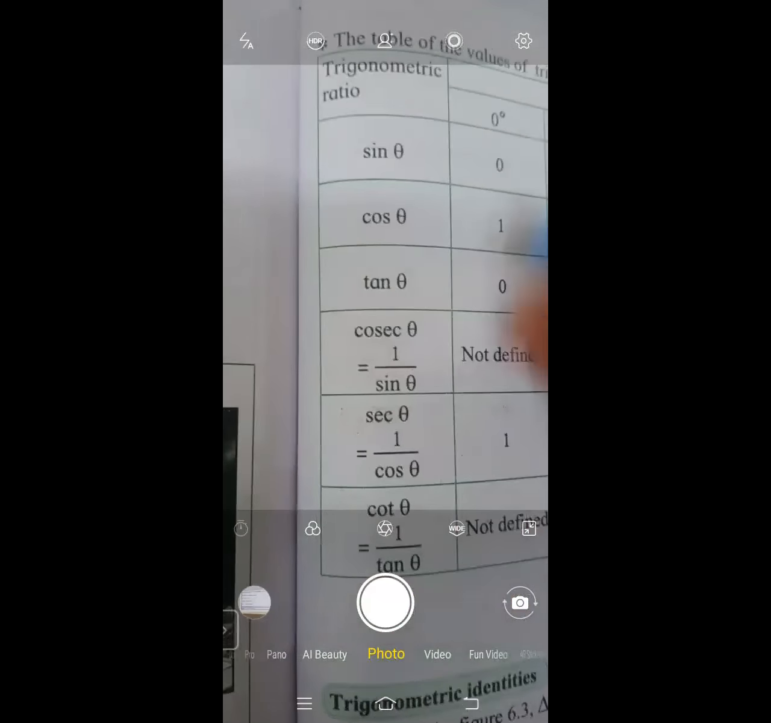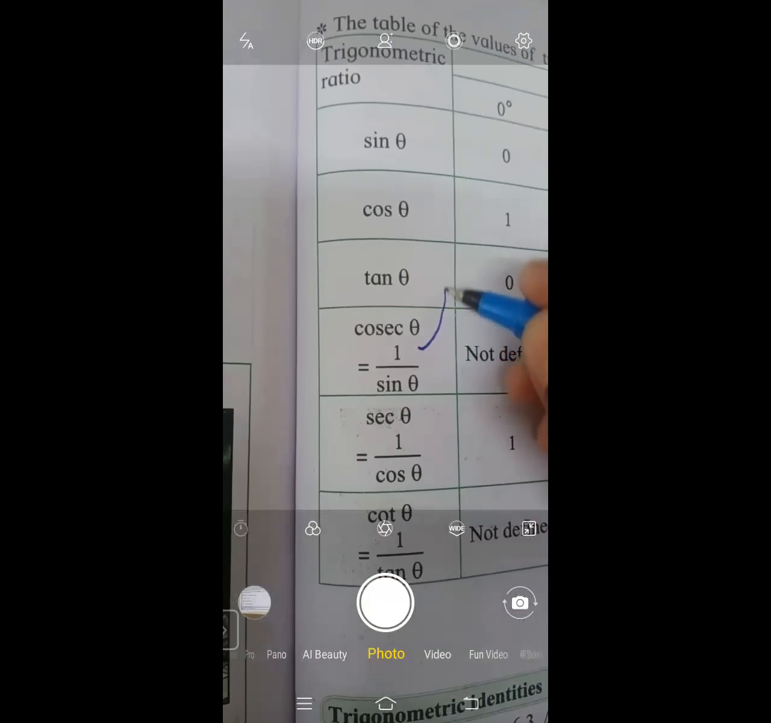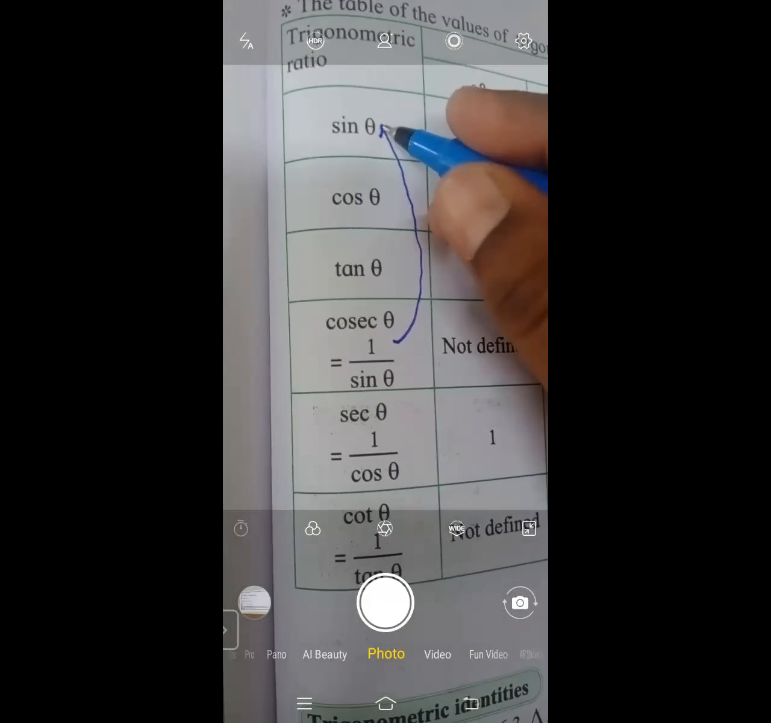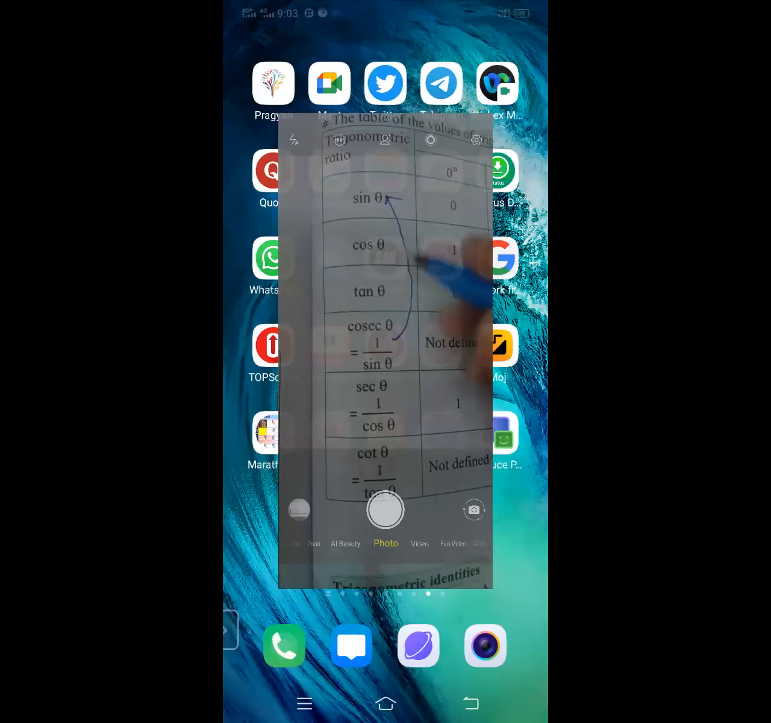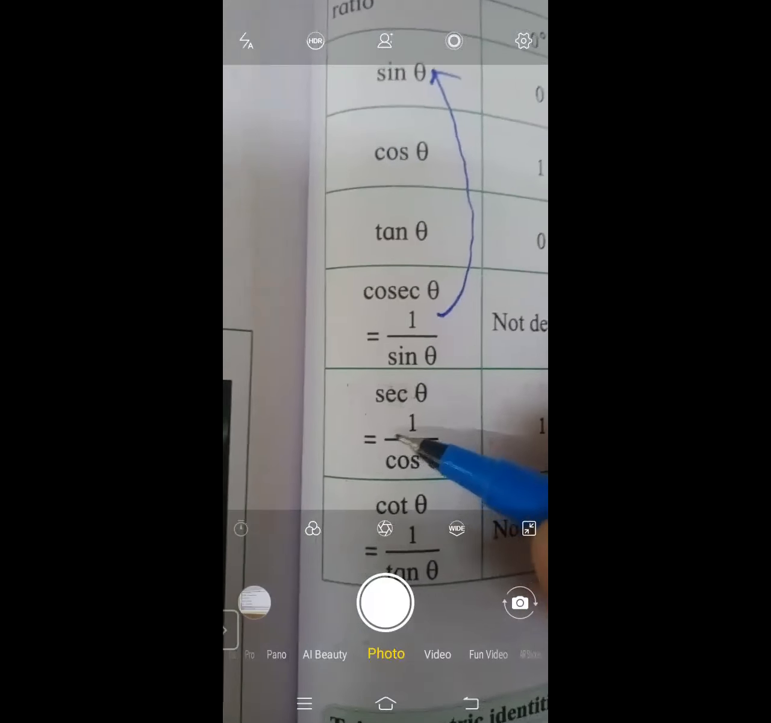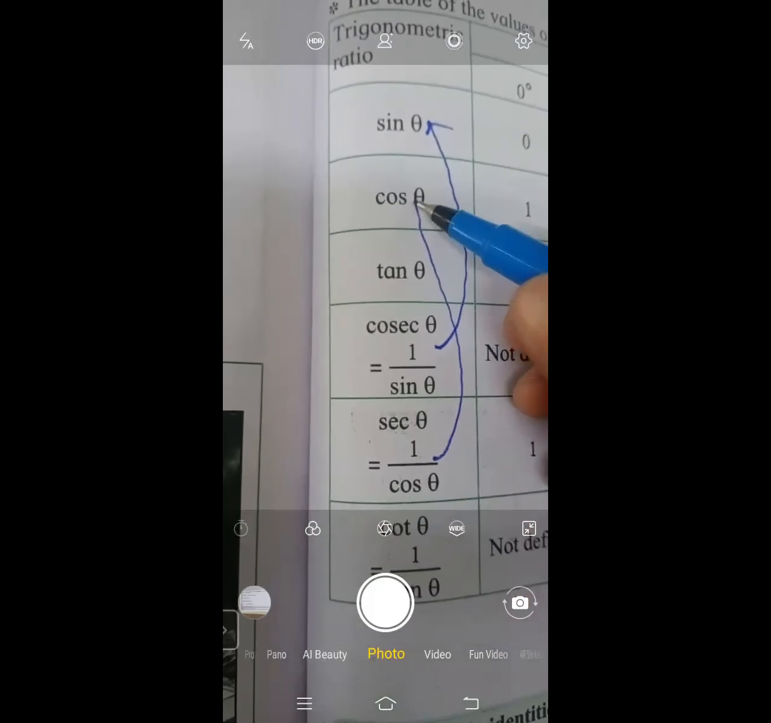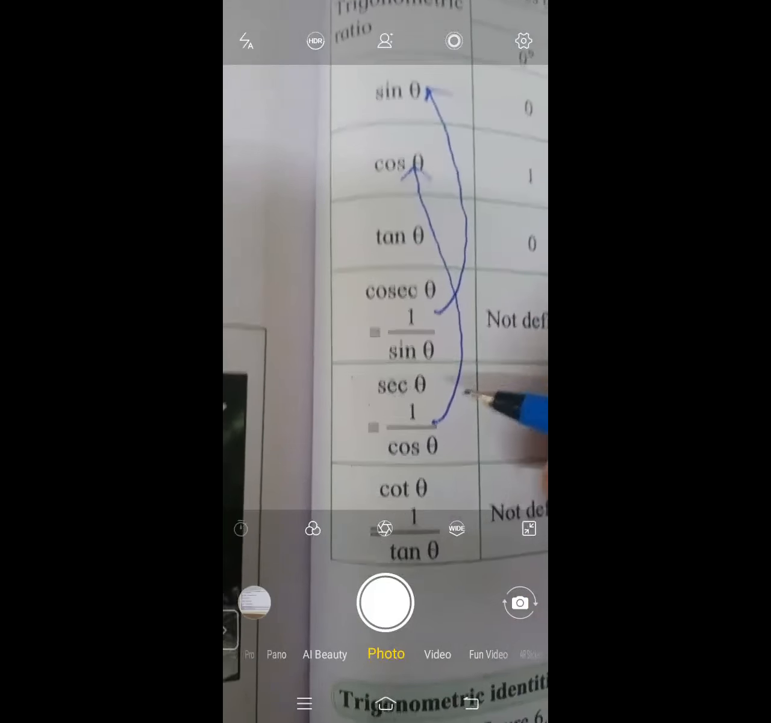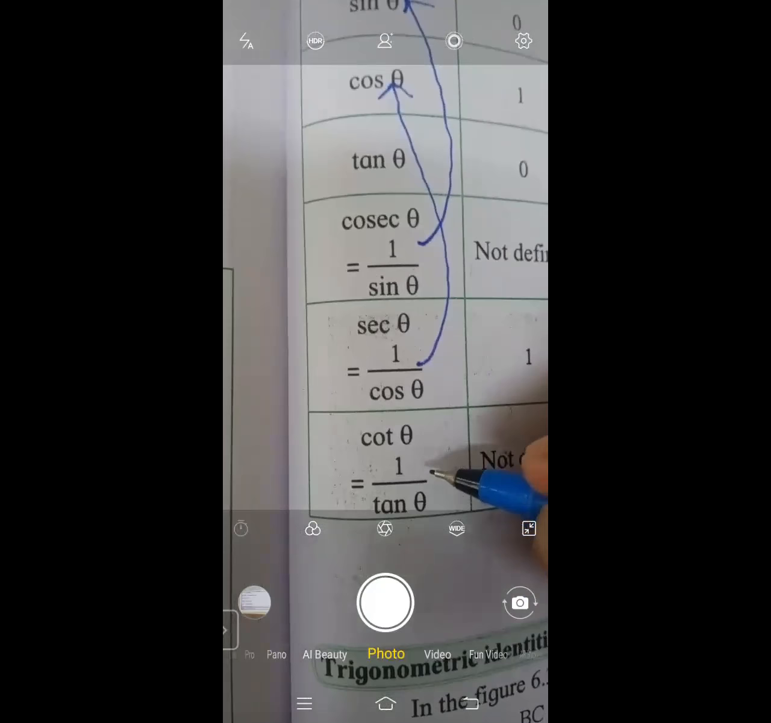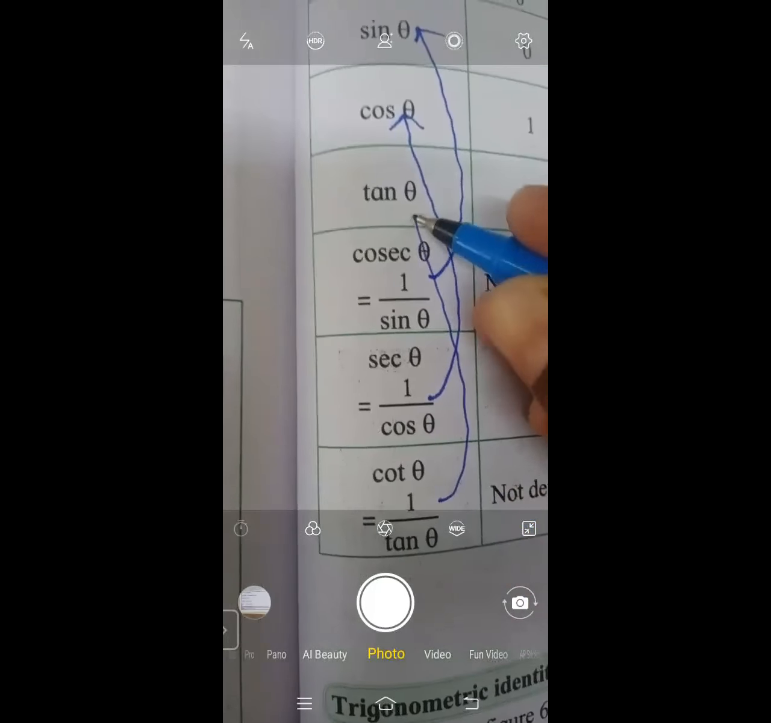Okay, so what does the fourth ratio depict? The fourth ratio depicts that it is just the reciprocal of the first one, which is 1 upon sine theta. What is sec theta? Sec theta is nothing but 1 upon cos theta. And cot theta is nothing but 1 upon tan theta.